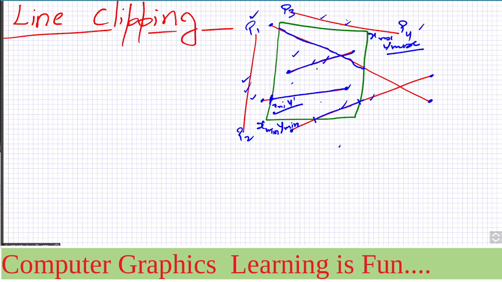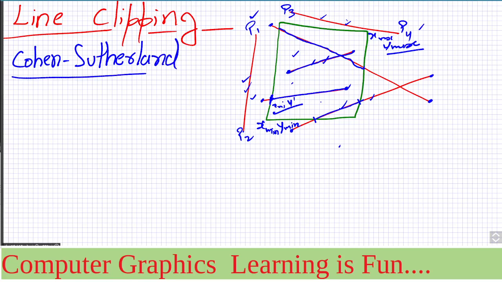Now how can you do that? So one algorithm is for this purpose. We call it Cohen-Sutherland. Cohen-Sutherland line clipping algorithm. Okay, it is very simple and popular. I should say the older one also.